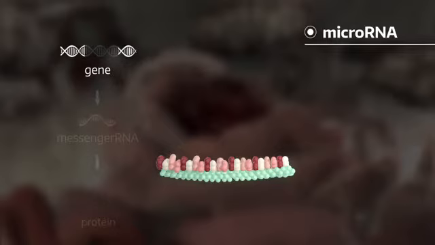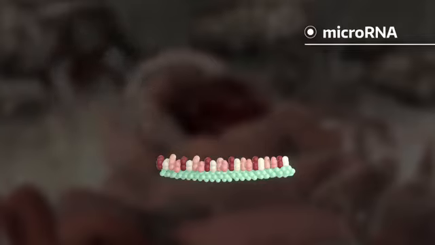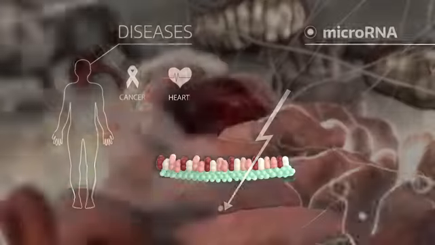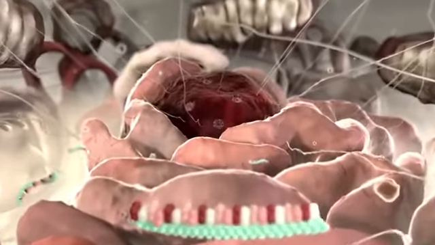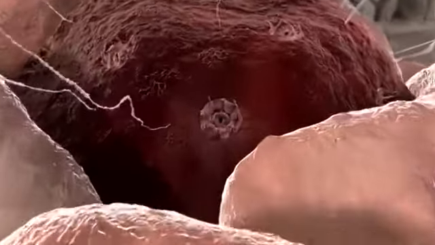MicroRNAs participate in the regulation of the cell from its development to its death. Their dysregulation can have serious consequences for our body and can cause a range of diseases such as cancer and heart disease. Having such a big impact on our life, microRNAs deserve a closer look. So, let's start at the beginning.